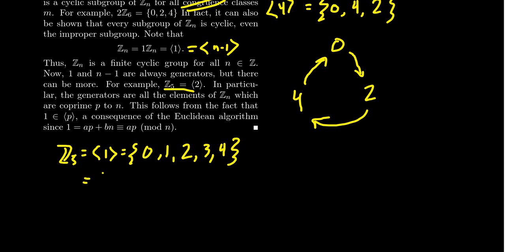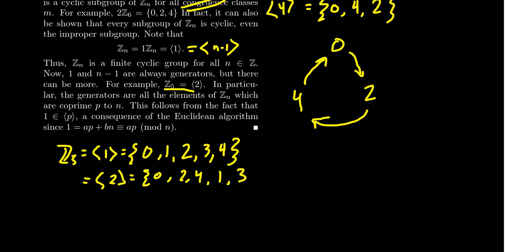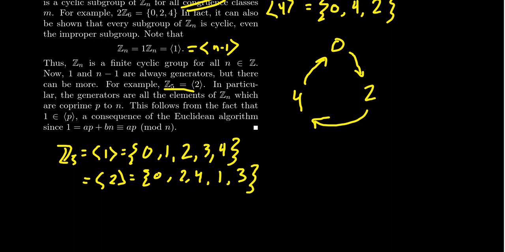But this is also the same thing as the cyclic subgroup generated by 2. The idea here is the following. You get 0, you get 2, plus 2, which is 4, plus 2, which is 1, plus 2, which is 3, plus 2, which is 0. Notice how 2 got everything as well, but not just 2. What if we look at the cyclic subgroup generated by 3?